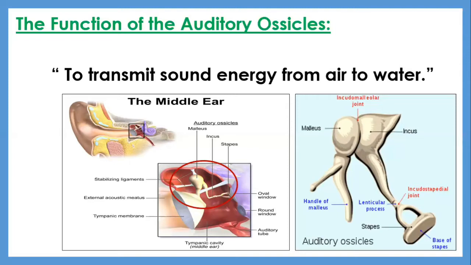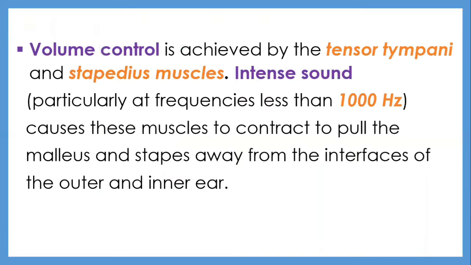Now, volume control is achieved by the tensor tympani and stapedius muscles. Intense sounds, particularly at frequencies less than 1,000 hertz, cause these muscles to contract and pull the malleus and stapes away from the inner faces of the outer and inner ear. Now, this attenuates loud noise and protects the inner ear from damage. Differences in the effectiveness of this attenuation reflex may help to explain why some individuals are more susceptible to noise-induced hearing loss than others.